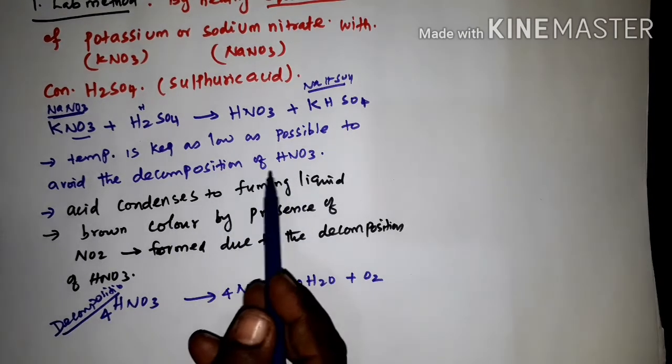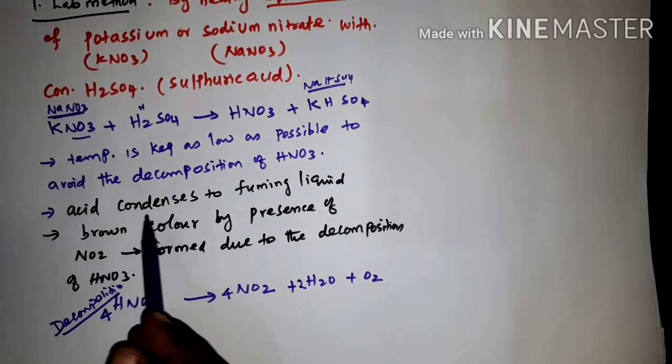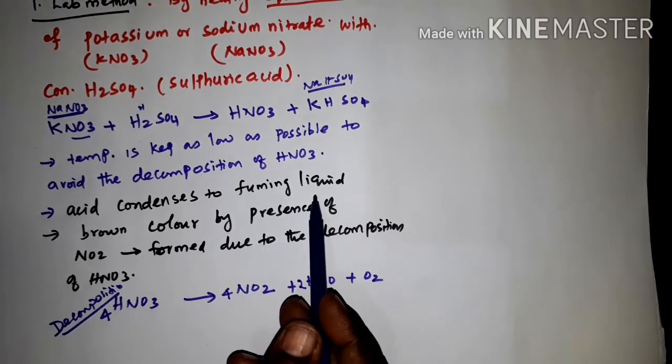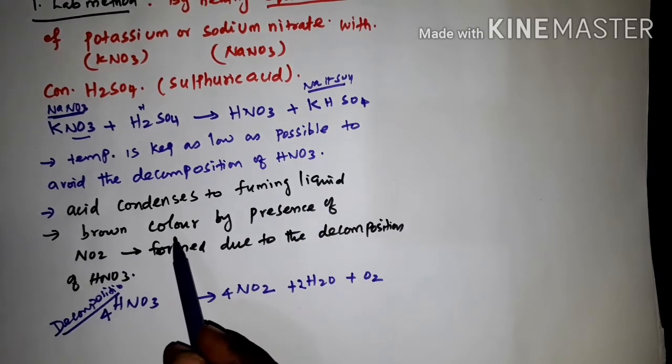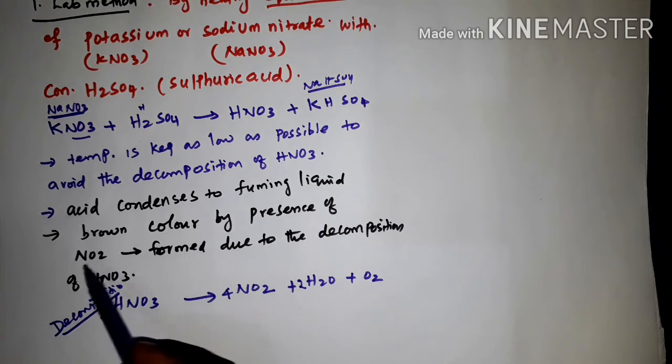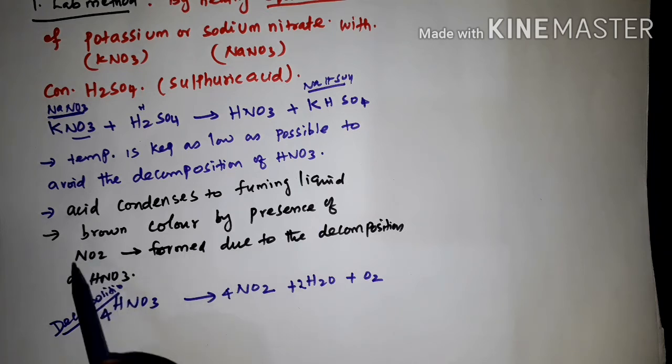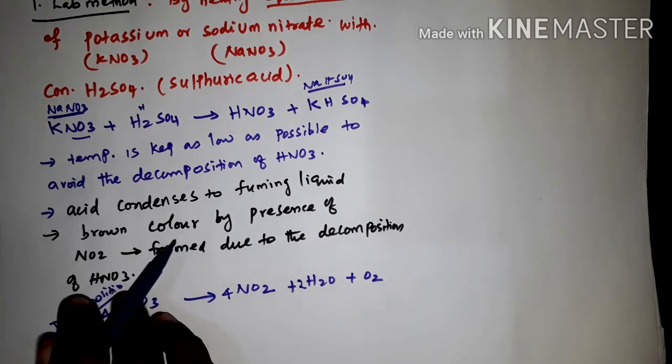So what will happen after forming that nitric acid? It will condense to a fuming liquid. The liquid color is brown. That is due to the presence of nitrogen dioxide. So where does the nitrogen dioxide come from? This nitrogen dioxide is coming from the decomposition of nitric acid. So HNO3 decomposes to nitrogen dioxide plus water plus oxygen. So this is the first method.